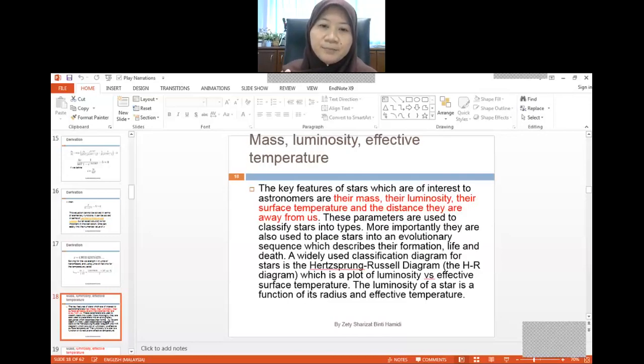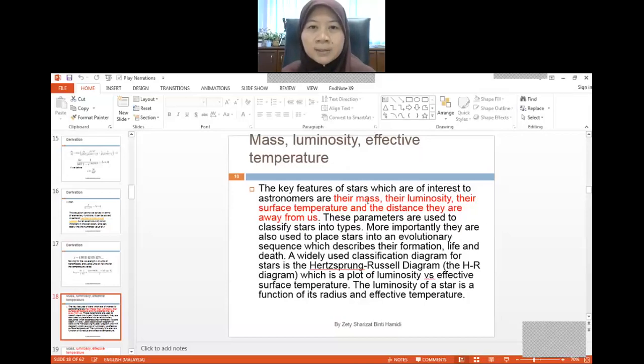So of course, the key things about stars: we are interested in knowing the mass, the luminosity. We want to know the value of the surface temperature, or maybe the inside temperature, the core temperature, at the same time. And then we want to know the distance away from us. What is the distance of the stars away from us?